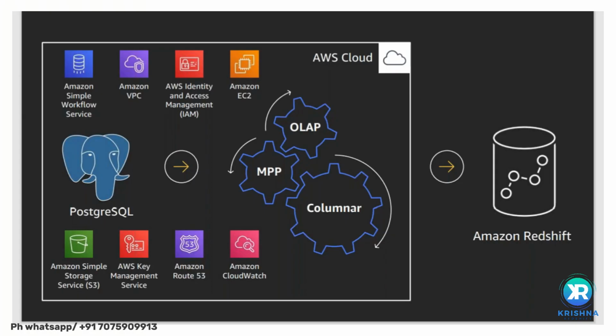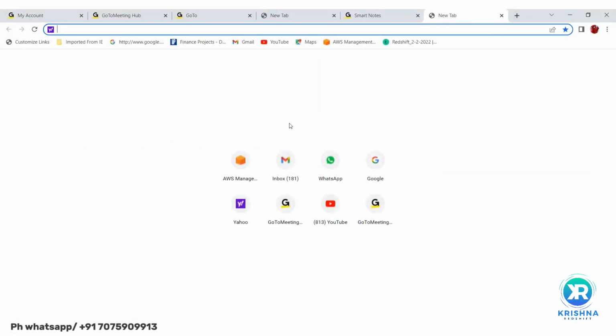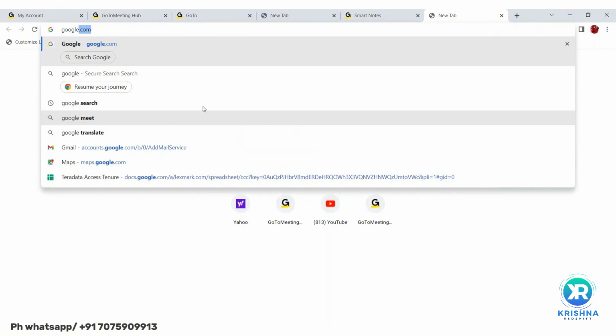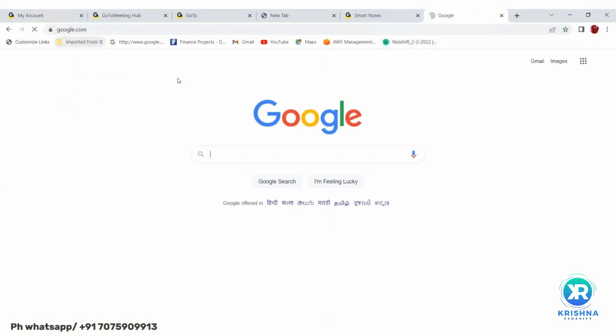Similarly, Postgres is one of the open source databases, PostgreSQL. Like we said, MySQL and Oracle are OLTP systems. Like that, Postgres is one of the open source SQL databases. I think it was developed by Yahoo or Google, you can search. You can type Postgres developed by.